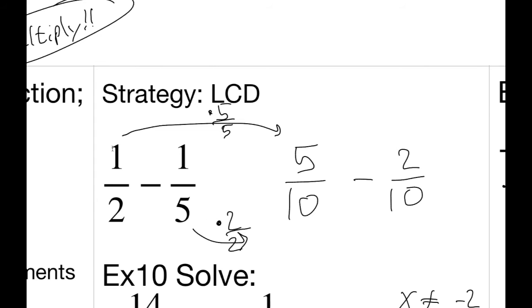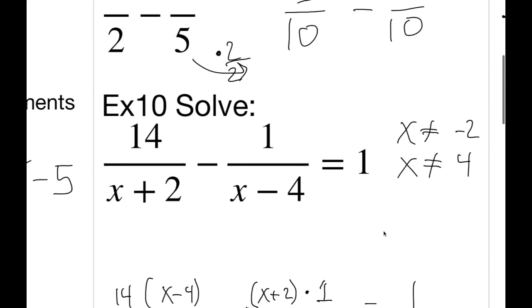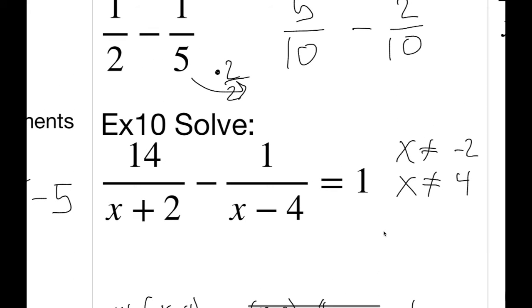So multiply this by 5, and multiply this fraction by 2 to get the least common denominator of 10. So you get 5/10 minus 2/10. Now that's something you can do, because 5 minus 2 is 3/10. We're going to do a very similar structure here, except algebraically.